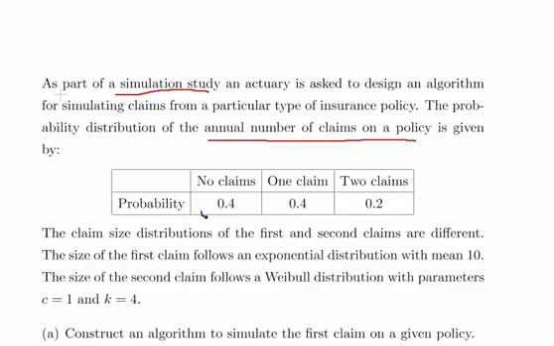So what could happen here on any particular policy? There's a 40% chance of no claims, 40% chance of one claim, 0.4, and the probability of two claims is 0.2. Now, obviously, there could be more than that, but we'll just go for a very simple setup here.